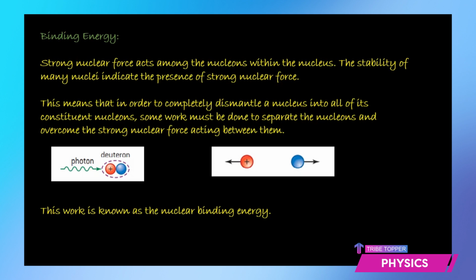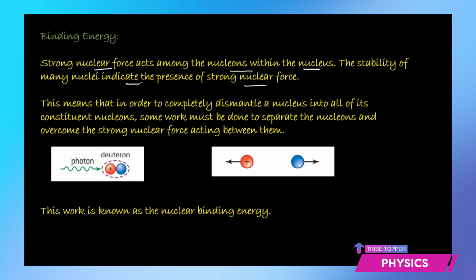Since we know that there are strong nuclear forces that exist among the nucleons within the nucleus, there must be some work that should be done to separate the nucleons from a nucleus. Why I say that there must be some strong nuclear forces is because the protons in the nucleus would repel each other, so the nucleus cannot remain stable. That means there is some other kind of nuclear force, an attractive force, binding all the neutrons and protons together within the nucleus. So the stability of nuclei also indicates the presence of the strong nuclear force.